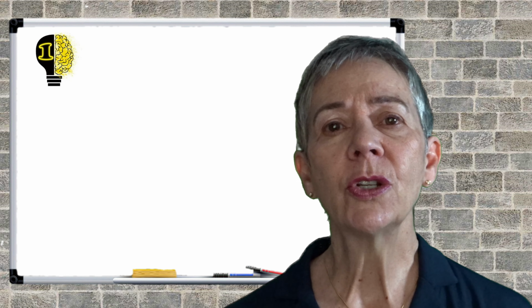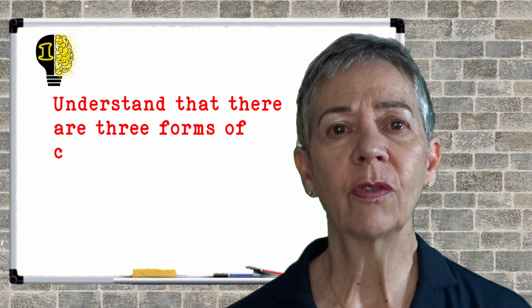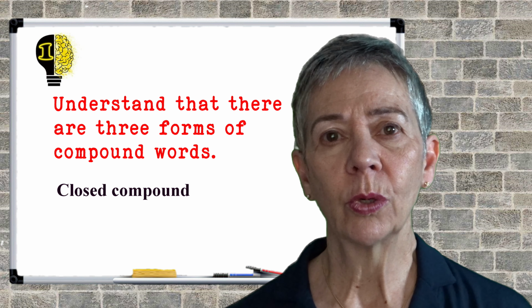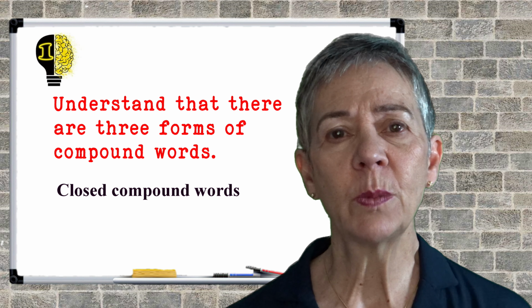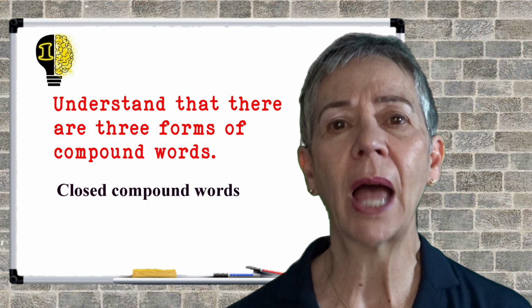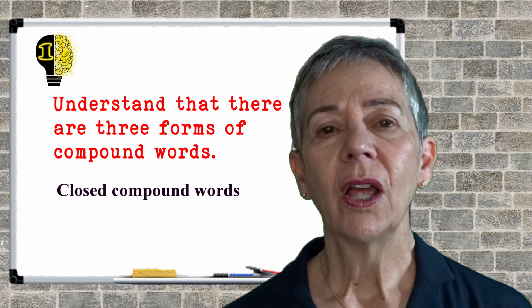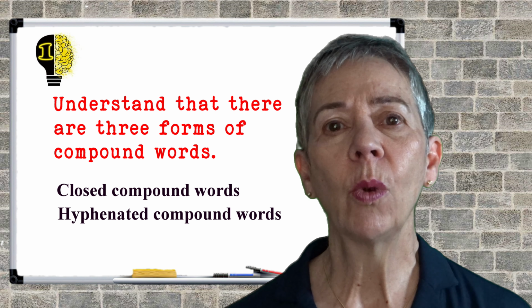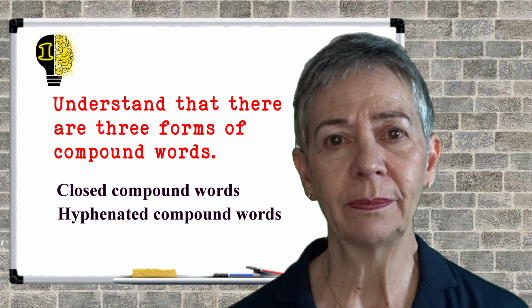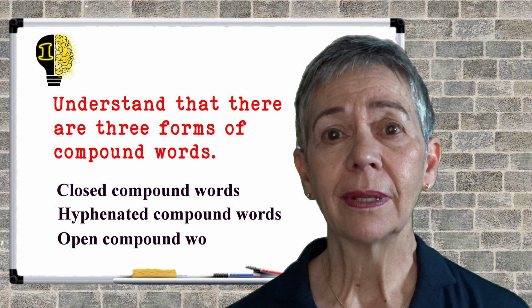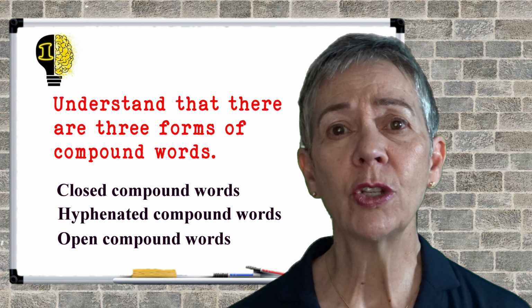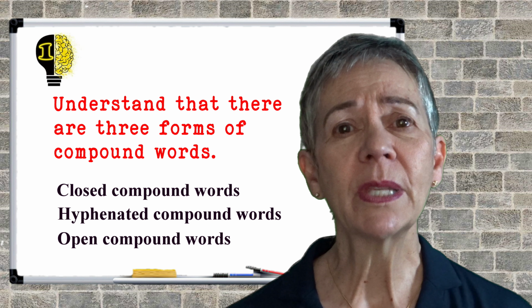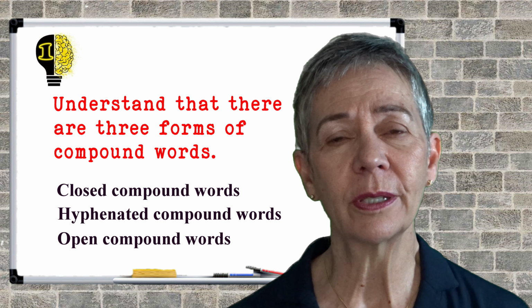Tip number 1, understand that there are 3 forms of compound words. There are closed compound words, where the 2 words are together, there's no space between them. Things like notebook and blackboard are examples. There are hyphenated compound words, like mother-in-law and high-speed, where the words are connected by a hyphen. And there are open compounds, like ice cream and post office, where the 2 words work together as one, but there is a space between them. The problem becomes how to know which of these forms to use.